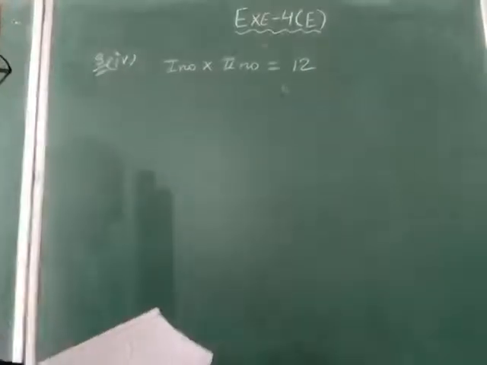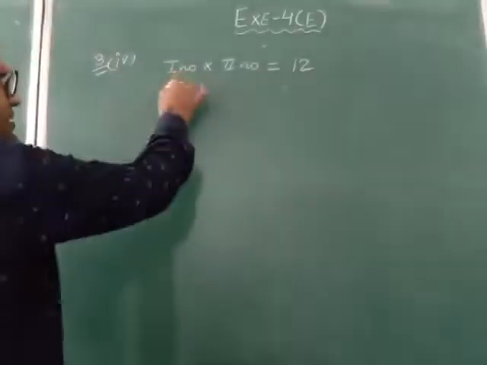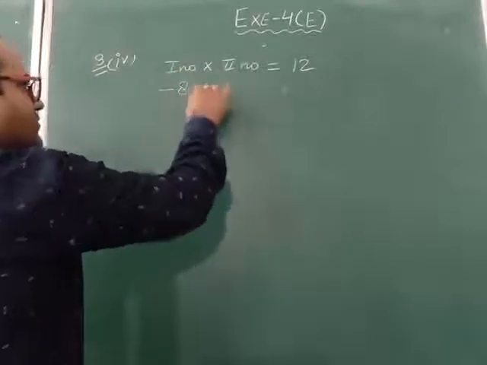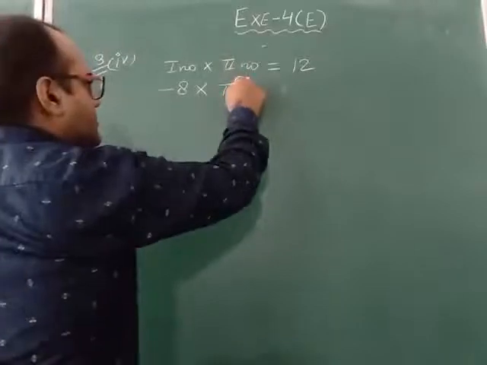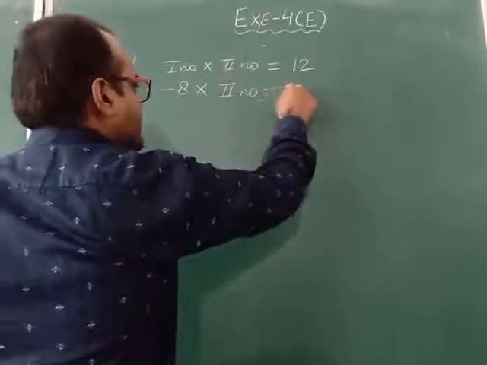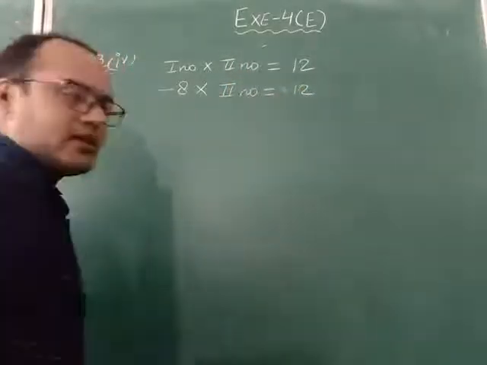One of them is minus 8. So the first number is given, minus 8. We have to find the other number. Other means this second number we do not have. So this second number we will write as it is. Equal to 12 also we will write as it is.